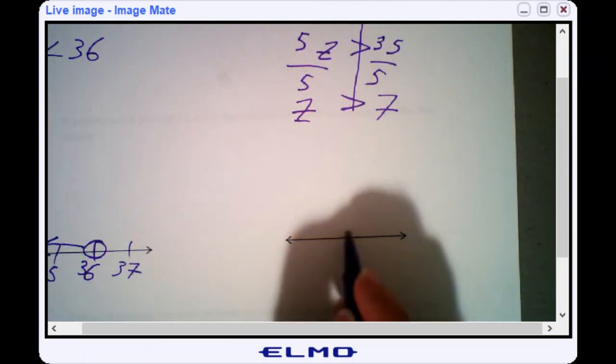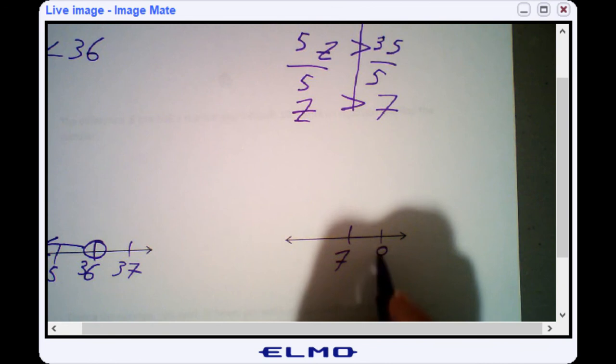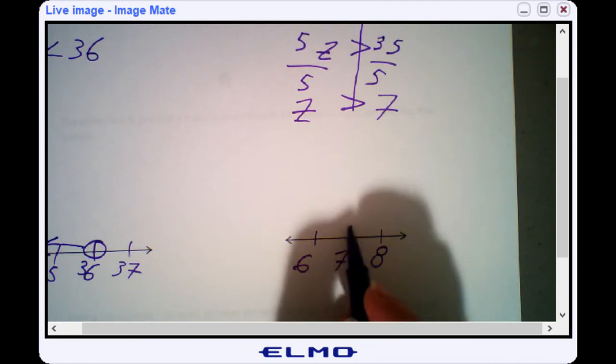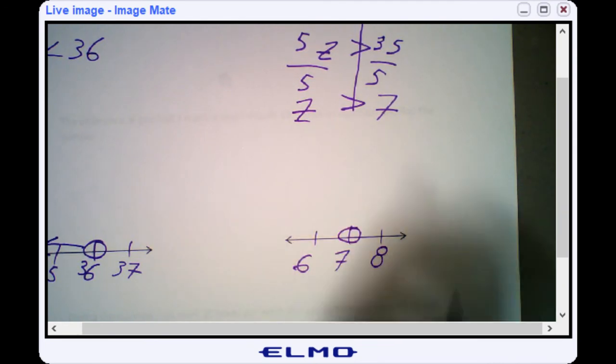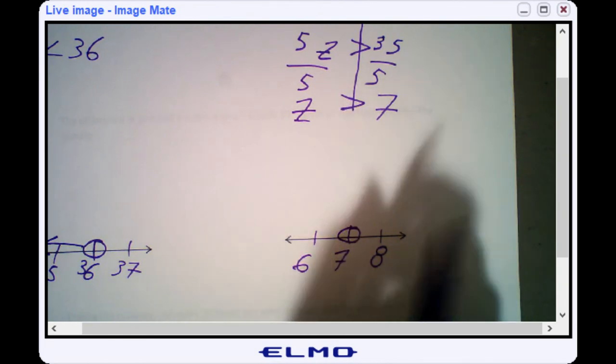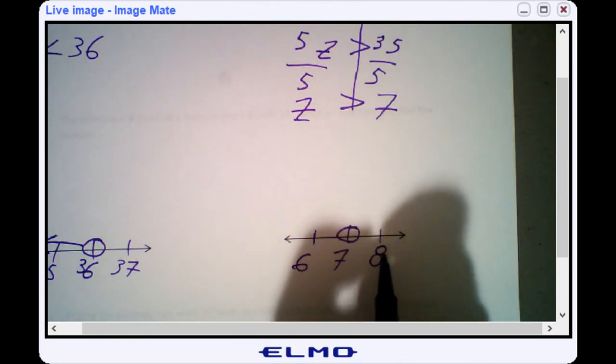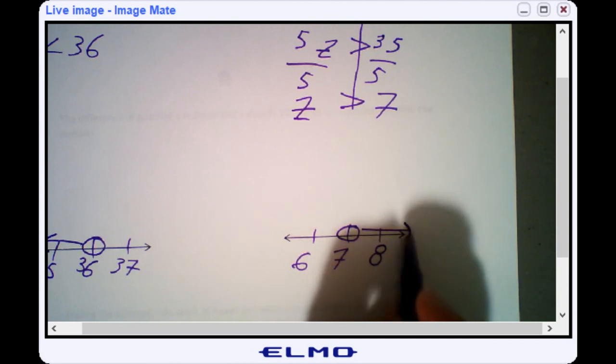When we graph it, we'll have 7 in the middle. 8 is a number bigger. 6 is a number smaller. Our circle goes up 7. It's going to be not shaded because it's just greater, not equal to. Z is greater than 7. 8 is bigger than 7, so I'm going to go towards the right.